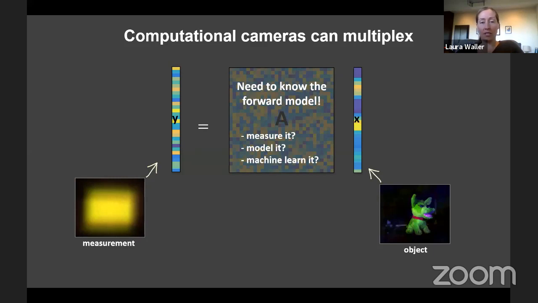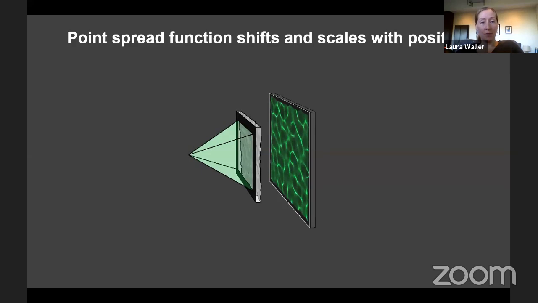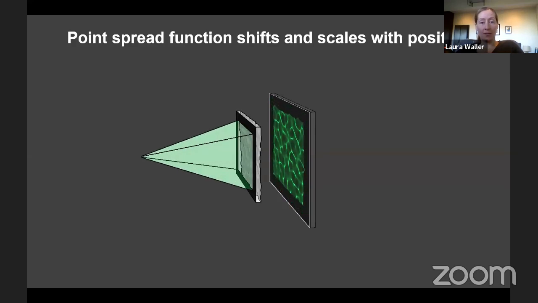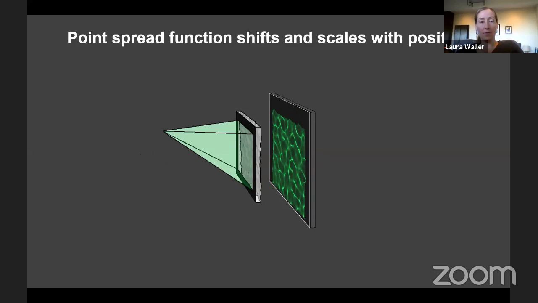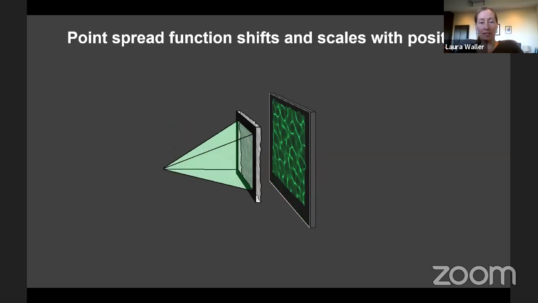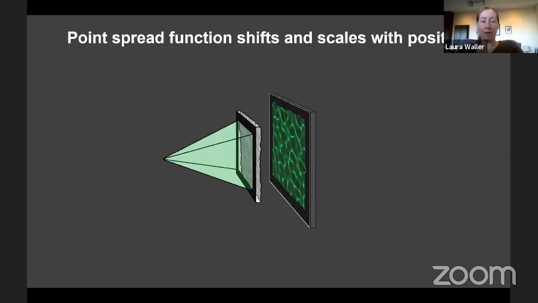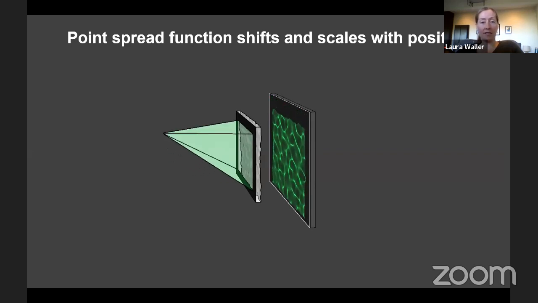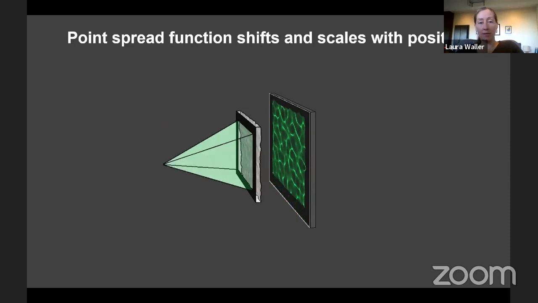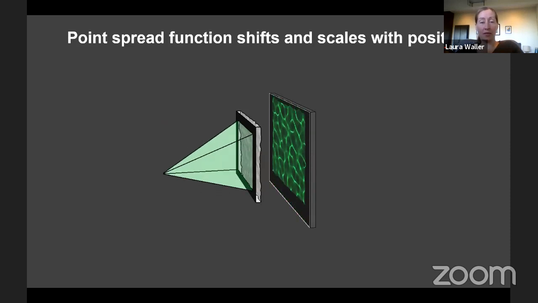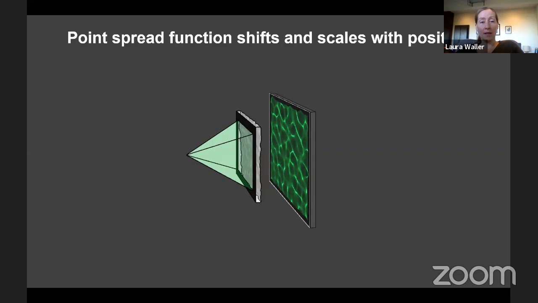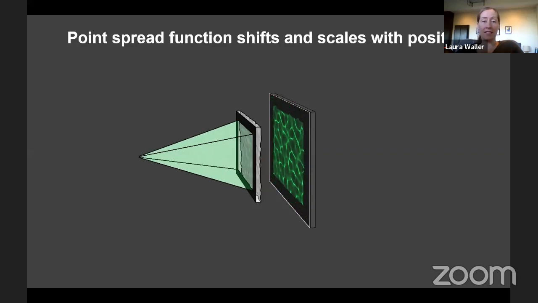I'll show you later, we can machine learn it, and there's pros and cons to that. So the beauty of this shift invariant model is, as we go to different lateral positions of that point source, that point spread function is just shifting. As I move axially, it's scaling. So I can predict the response of the system for any 3D position in the scene of a point source, just by shifting and scaling a single calibration measurement.